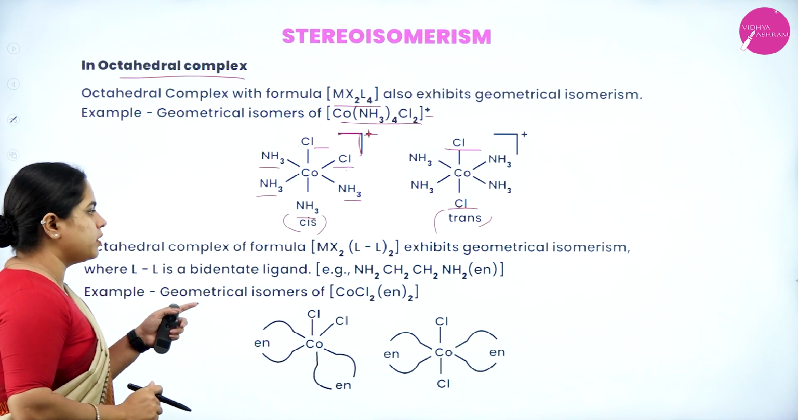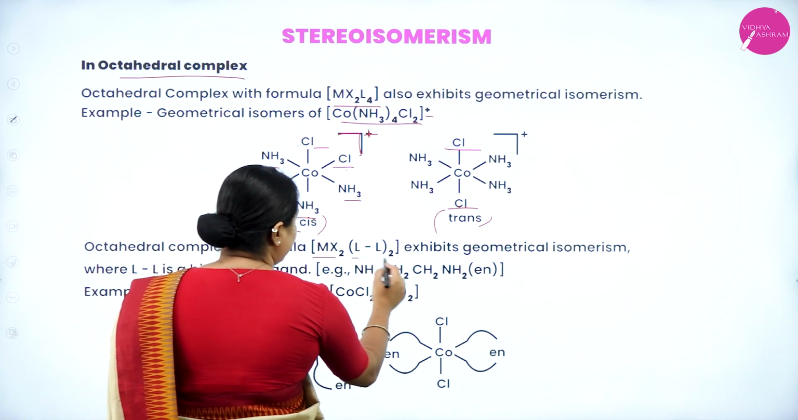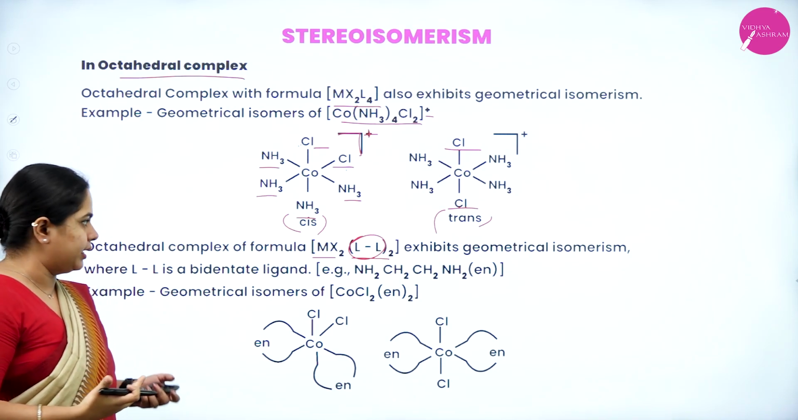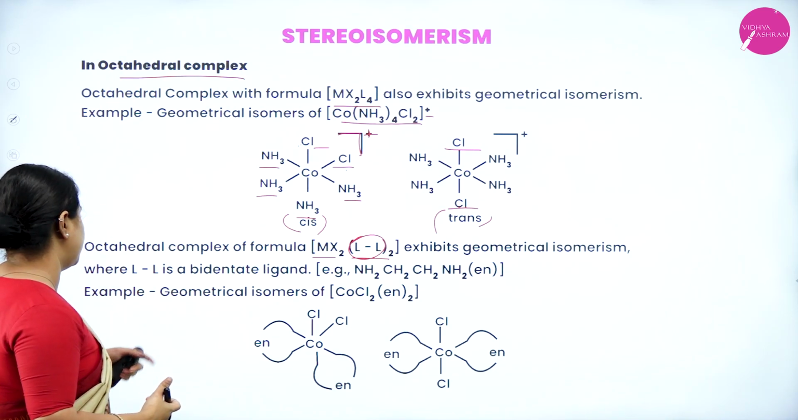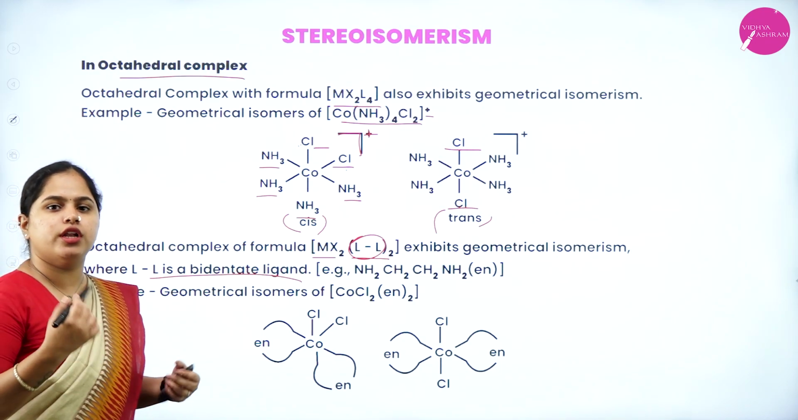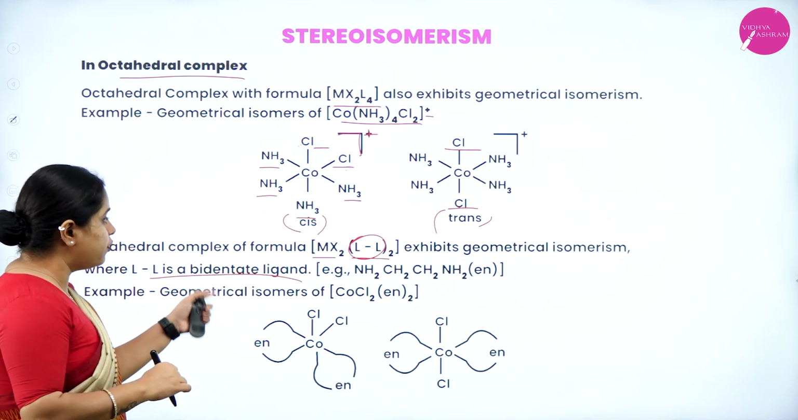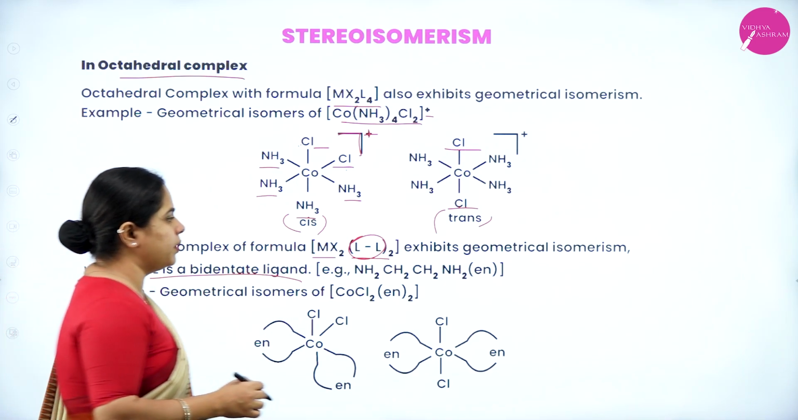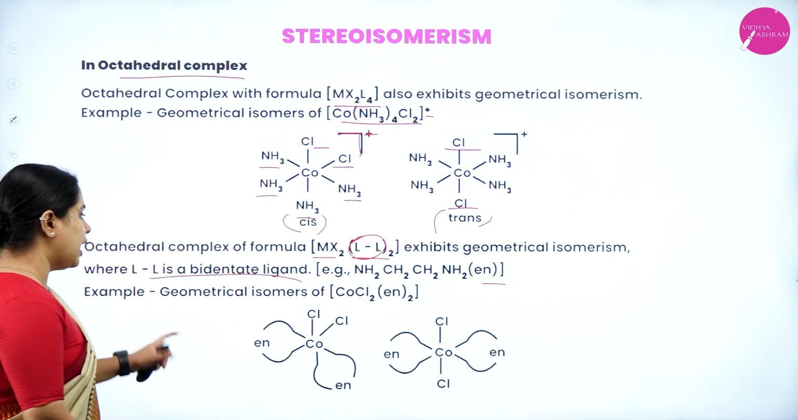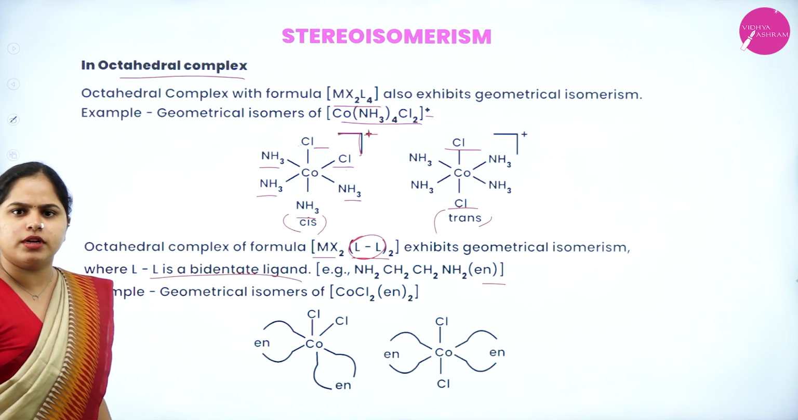Now consider an octahedral complex of formula MX2(LL)2. Now what is this LL? That stands for a bidentate ligand. It exhibits geometrical isomerism, where LL is a bidentate ligand. We have already studied, right? There are monodentate, bidentate, and polydentate ligands. For example, we have taken en here, that is ethane-1,2-diamine. So in that case, how will you write the geometrical isomerism, cis and trans?